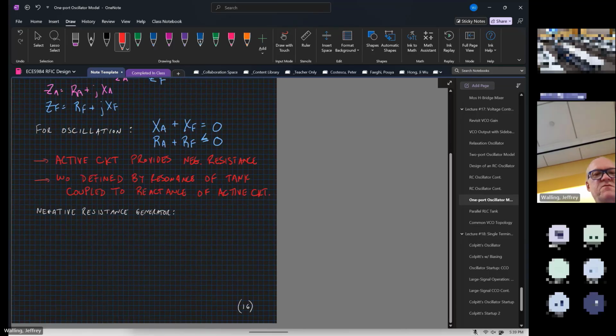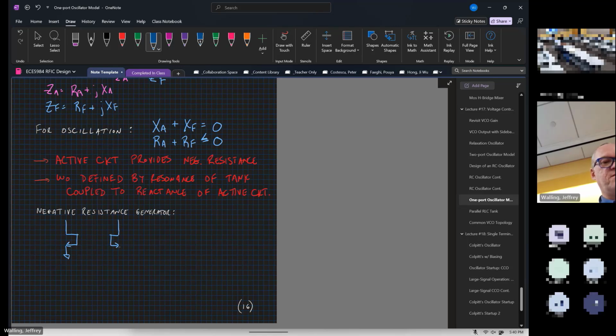So here's our negative resistance generator. Salican is right. It is a cross-coupled transistor. There are other ways to generate negative resistance. We'll look at one a little bit later today, another one later today as well. So here we have cross-coupled NMOS devices. The gate of one NMOS is coupled to the drain of the opposite NMOS. So here we have M1 and M2.